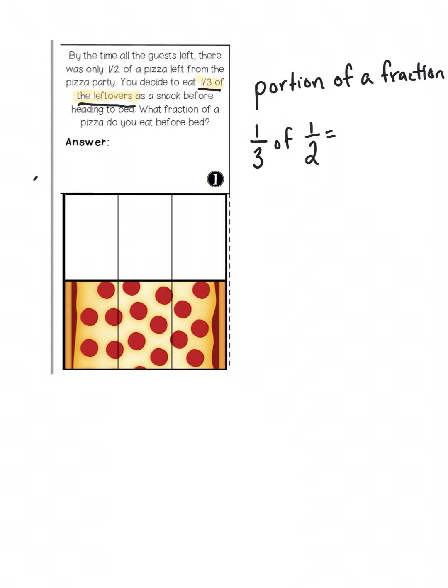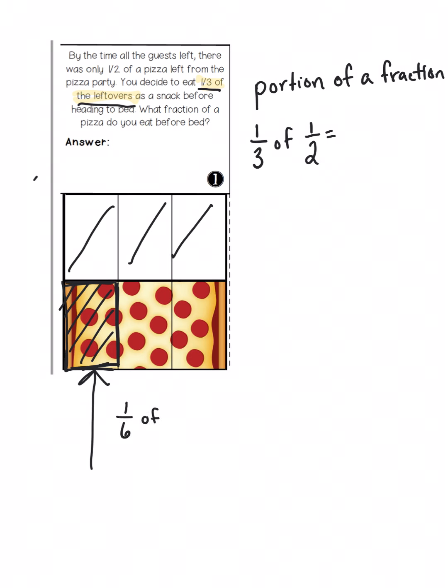On the model here, you can see that 1/2 of the pizza is shown. This half has already been eaten, so it's gone. Then looking at the 1/2 that's remaining, you can see that that half has been cut into 3 equal pieces. If you are just going to eat 1/3 of 1/2, what fraction of the whole pizza is this? You can see visually that it's 1/6 of the whole pizza.